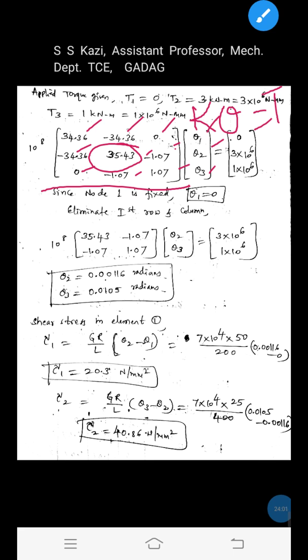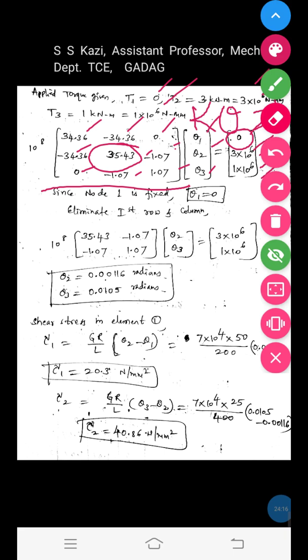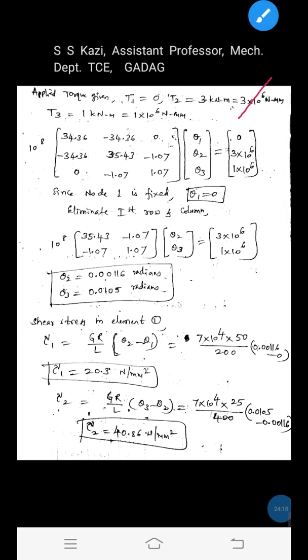These are the unknowns, angle of twists at node 1, node 2 and node 3. And this is T1, T2, T3. Applied torque at node 1, that is 0. Applied torque at node 2, 3 into 10 raised to 6 Newton mm. And applied torque at node 3, T3, that is 1 into 10 raised to 6 Newton mm. Like this you substitute the data, and you will get the global equilibrium equation.